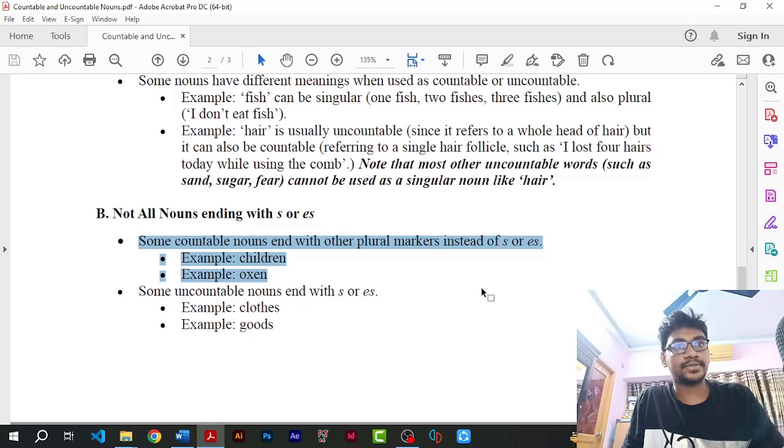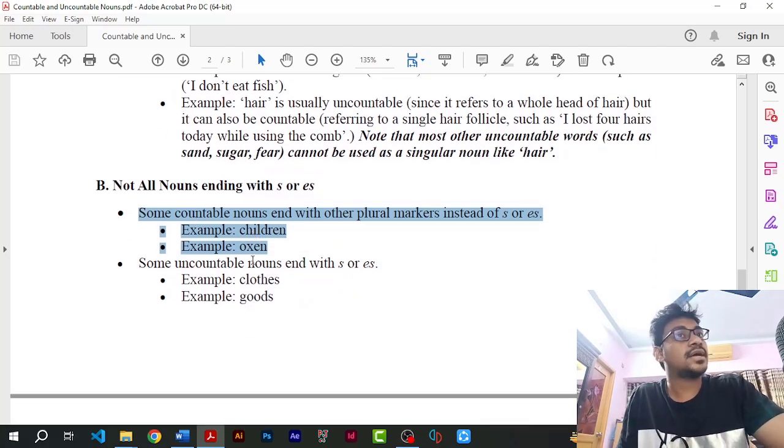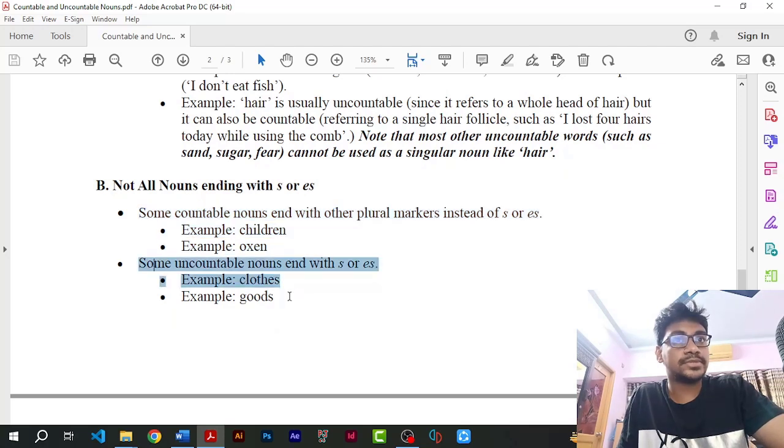For example, child. Child is not childs, or ox is not oxes. They are children and oxen. I know you all know this, but I just wanted to point out that countable nouns also have some exceptional cases. So what about uncountable nouns?